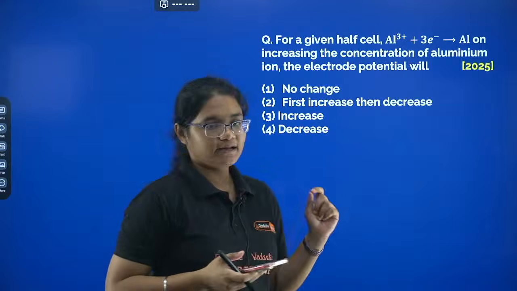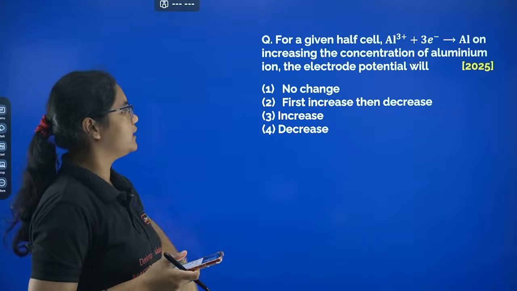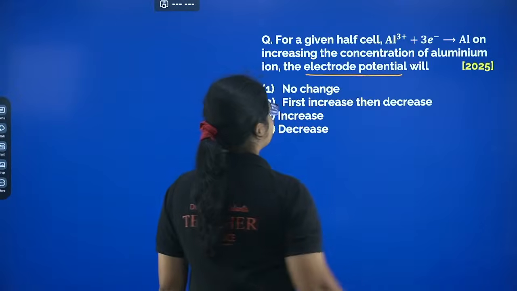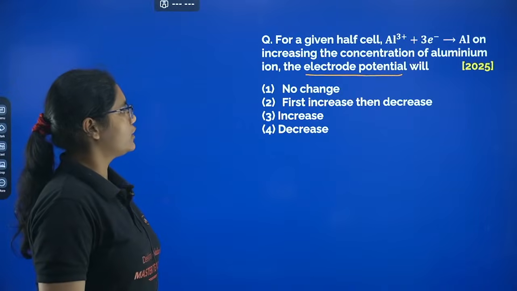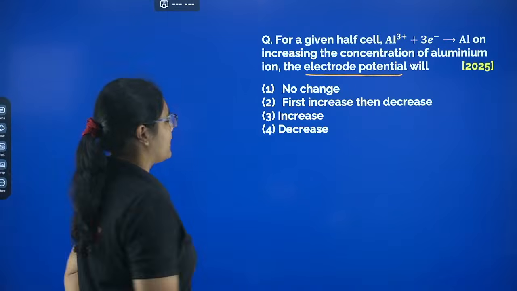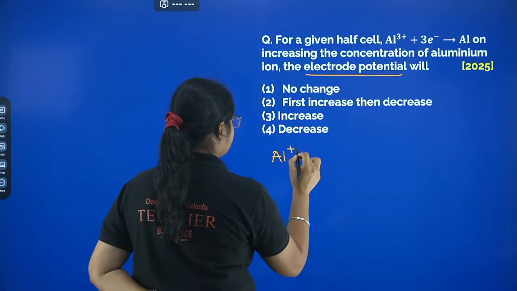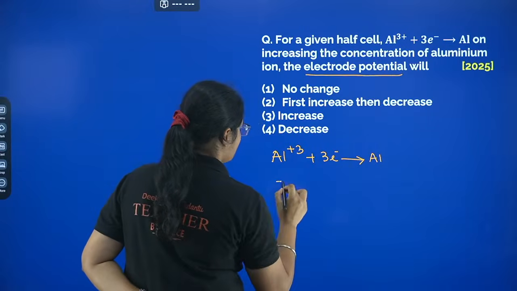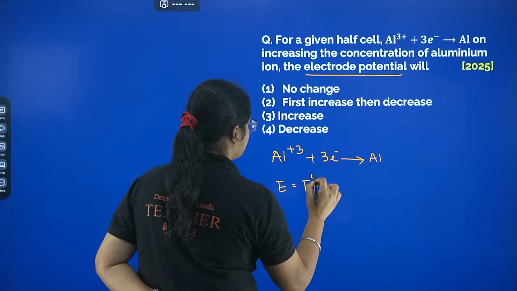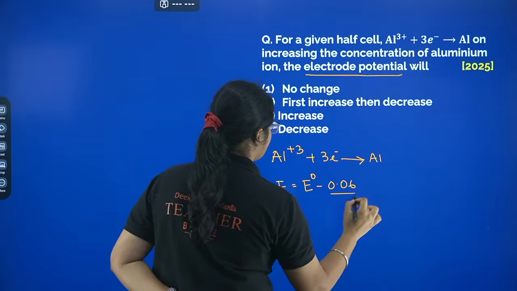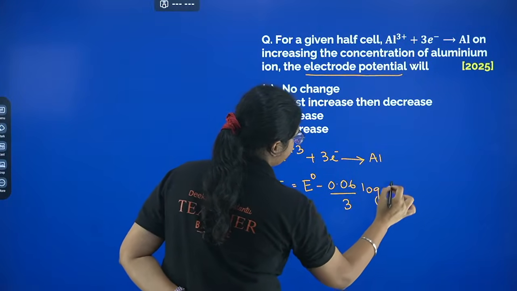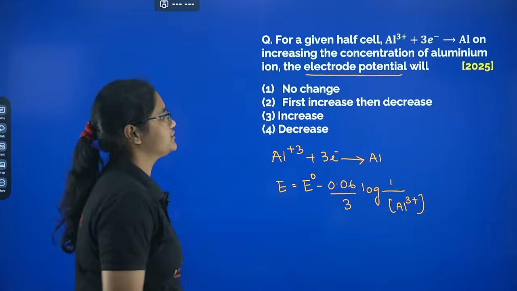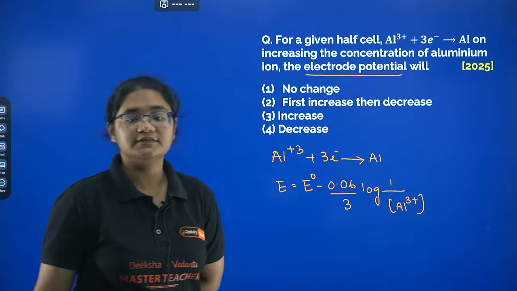For a given half cell Al3+ plus 3 electrons gives aluminium, on increasing the concentration of aluminium, the electrode potential will. You have this concentration. See, aluminium 3 plus plus 3 electrons gives you aluminium. Now E of the cell is equal to E naught minus 0.059 by n log of 1 by aluminium 3 plus. Right. Now see what the question is saying. You have to increase the concentration of aluminium.